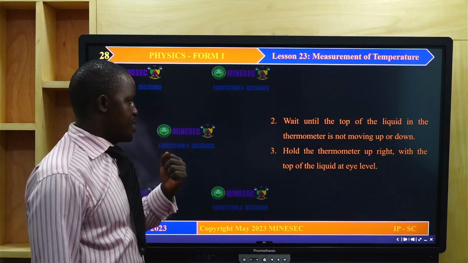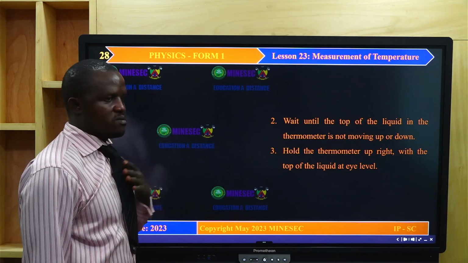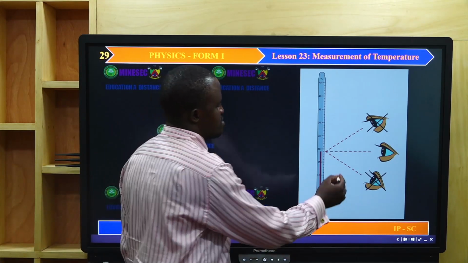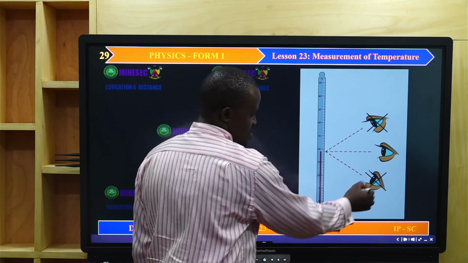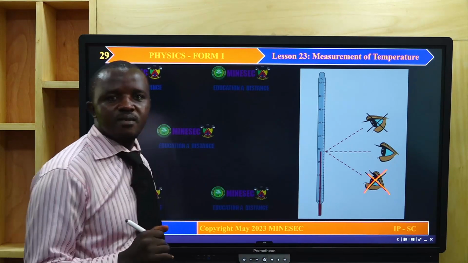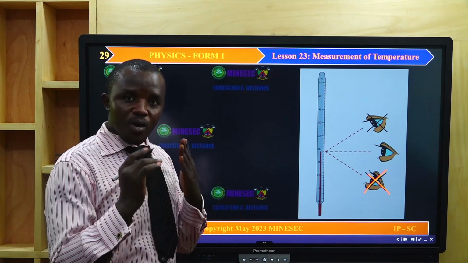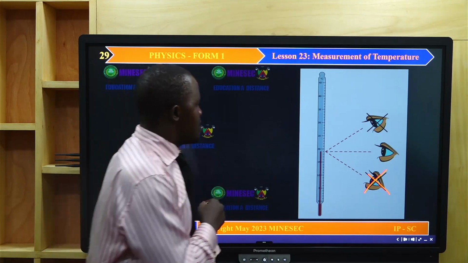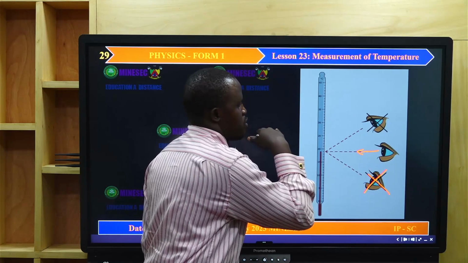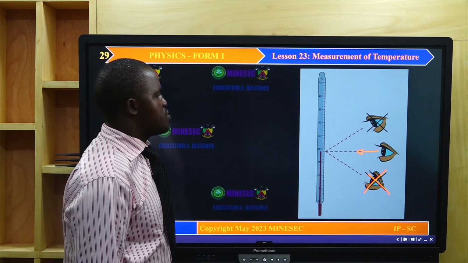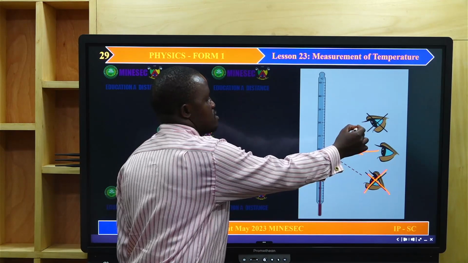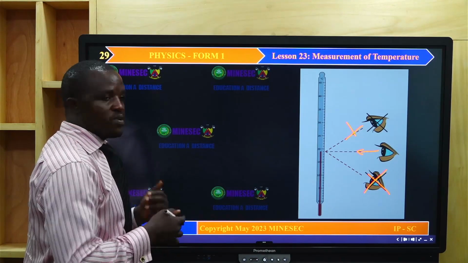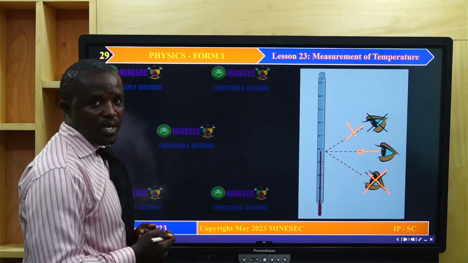Then you should hold the thermometer upright with the top of the liquid at eye level to avoid having wrong results. So if you observe this, if you put your eye here, you have a wrong reading. You still have a reading, but that reading will be wrong. So to be sure that you are collecting the right reading, you're not misleading yourself, what I want you to do is that you position your eye here at the same level, eye level, horizontal, with the scale reading you want to take, okay? If you position your eye at this angle, you are also taking a wrong reading there. So just by observing what I'm doing here, you can know whether you are trying to have a right reading or a wrong reading. Don't blame anybody if you read wrongly, okay? I've just showed you.